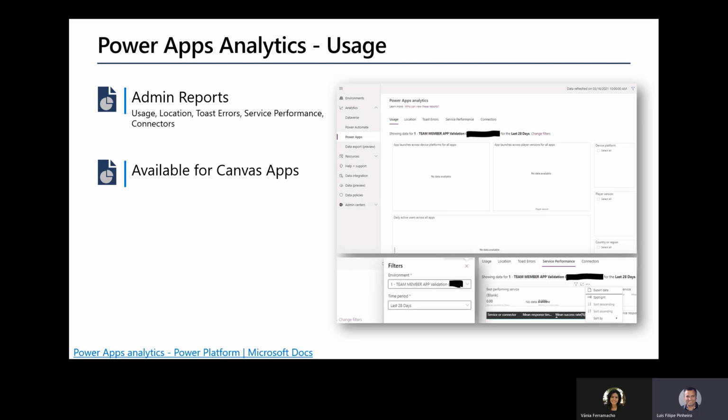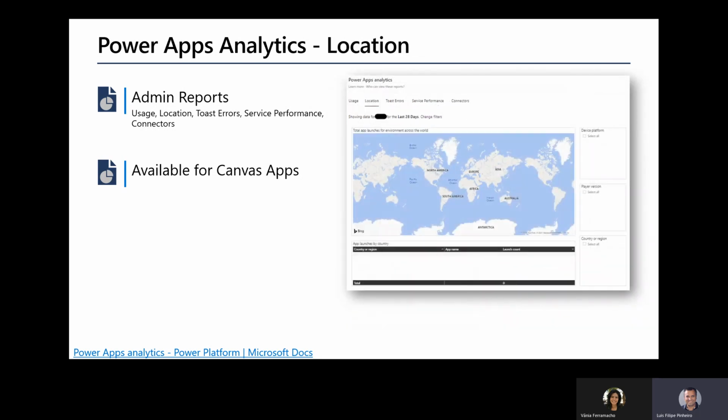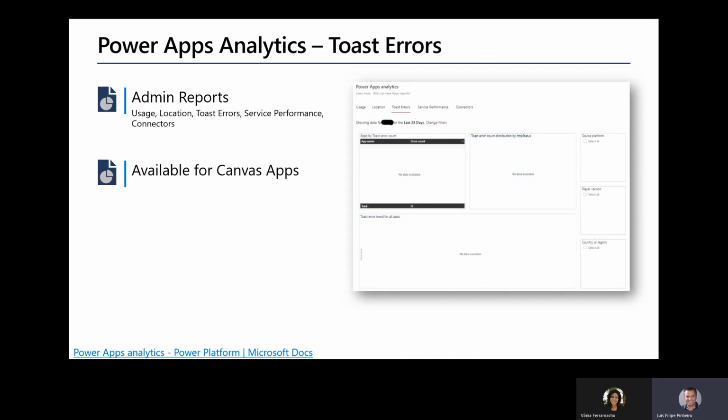Okay. Then we have the location report, which provides a map-based view of usage, and it gives insights into the regional adoption and usage of the Canvas app. Then we have the Toast error report, which provides insight into the error trends, the type and count per app to help drive improvement in the app quality. And the Toast errors are errors displayed to the end user of the application. This is what we are looking at here.